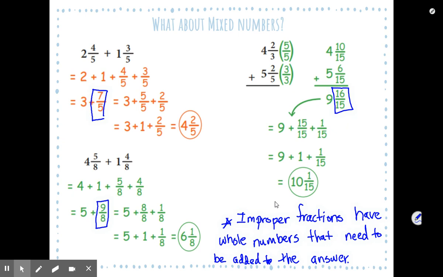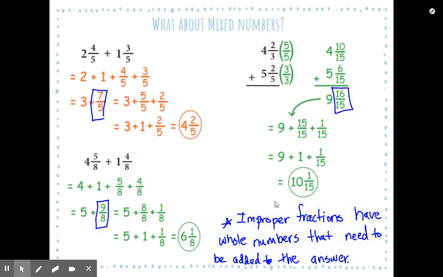So maybe you want to write that note in the way you want to write it. That's just how I'm going to say it. Improper fractions have whole numbers hidden inside of them that need to be added into the answer at the end. They also need to be taken away from the fraction part. So you could write it two ways, couldn't you?